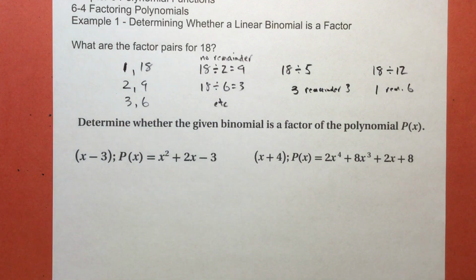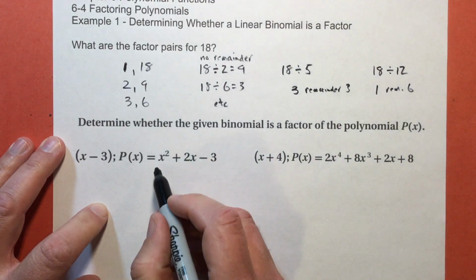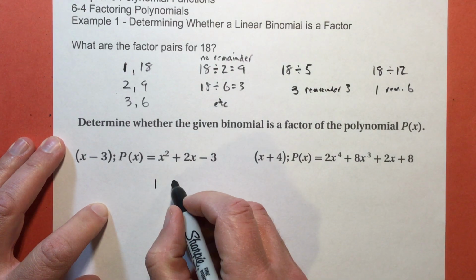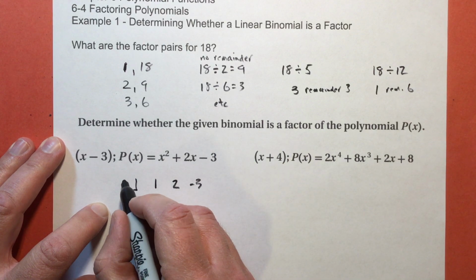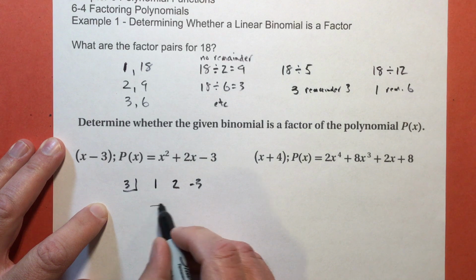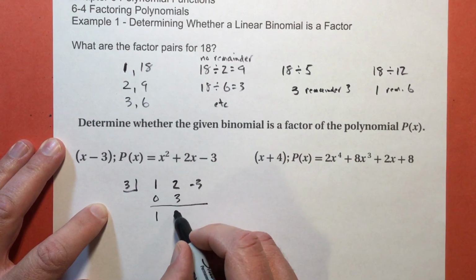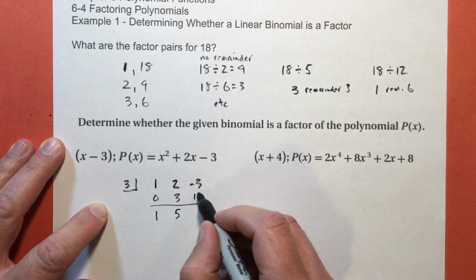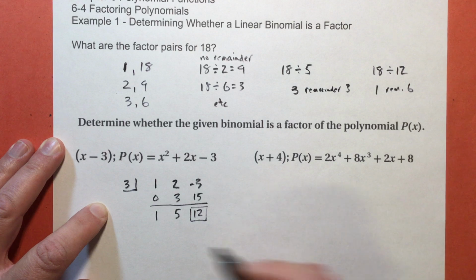I don't want to give it away. All right, so we're just going to use synthetic division here. So I'm going to have 1, 2, -3, and I'm going to put 3 here. Synthetic division goes pretty quick. 1, 3, 5, and 15, which gives me 12. This right here is my remainder.